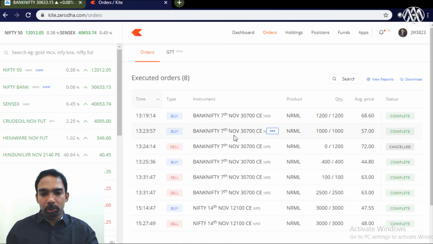After you enter at a particular strike price, this is an index option, so basically I have to look at it from the options point of view. So the premium price I entered at: I took a call option for 30,700.